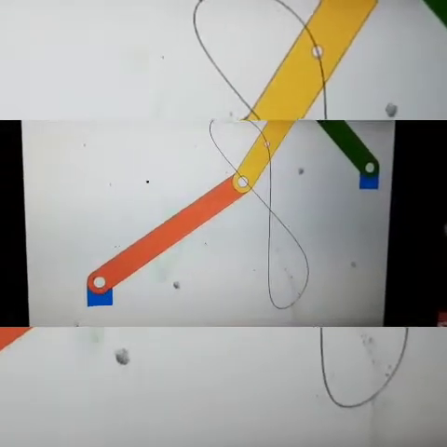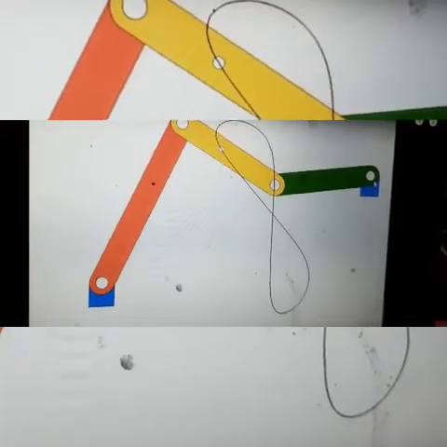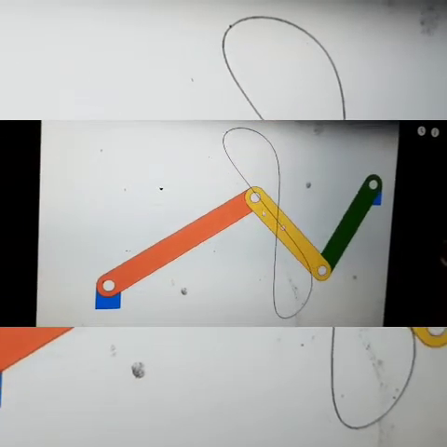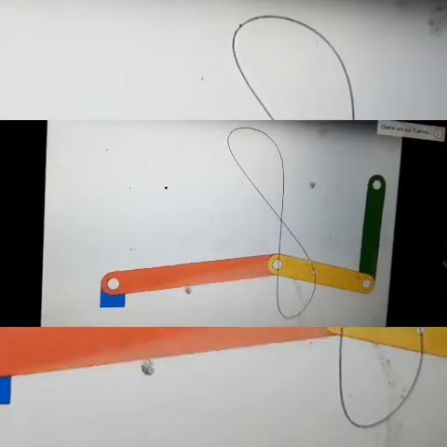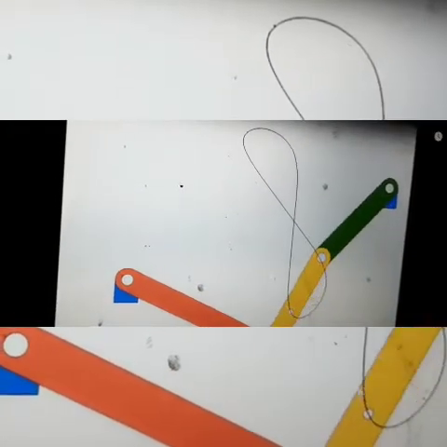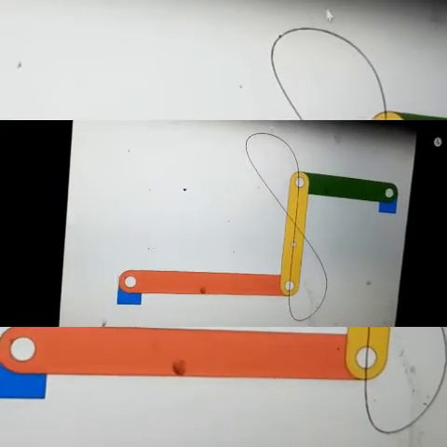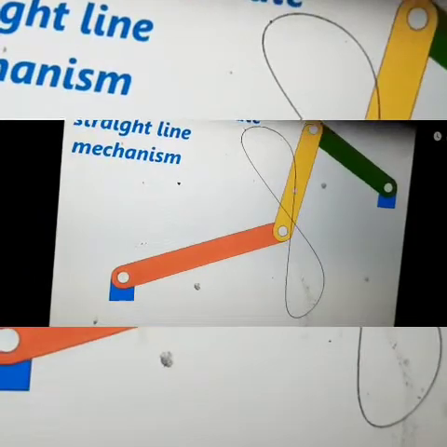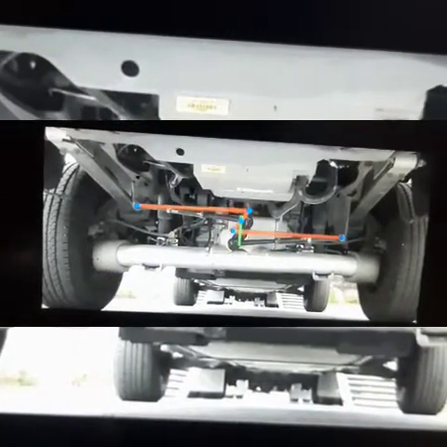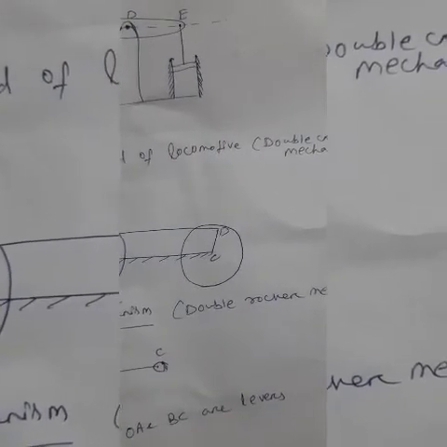In this case you can see the blue is the fixed link and the orange and the green links are the rockers. When they are moving about these fixed points, the link joining the two rockers is also moving, and the point, that center hole position you can see here, is moving in such a way that this point will always try to remain in a straight line. So this is a double rocker mechanism. You can see its application in the automobile suspension system. So all these are about the inversions of the 4 bar chain.